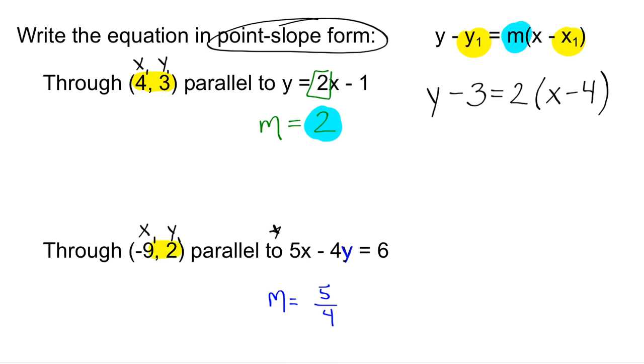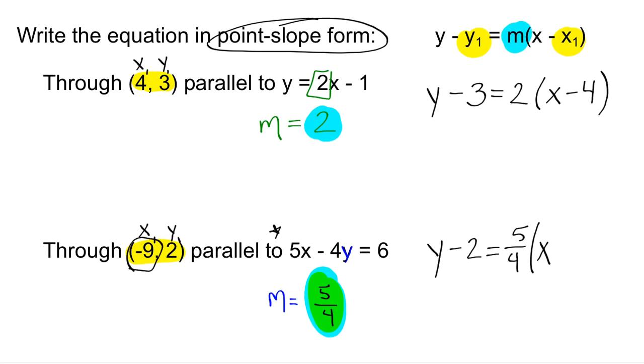And again, at this point, plug your point in. Plug your slope in. y minus y1 equals m times x minus x1. I'm minusing a -9. Minus a negative is plus.